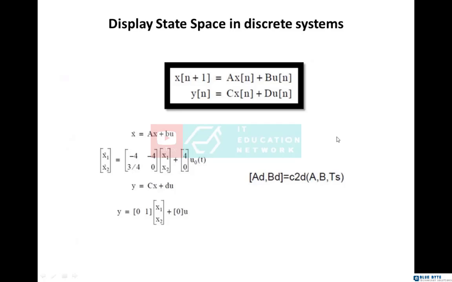To display state space in discrete systems, we have such equations. The x(t), which was in continuous systems, changes to x(n) here. And we have so for y. Just pay attention that this example is in the continuous form. First, we want to change it to a discrete system with the C2D code in MATLAB. After that, show it in the block.